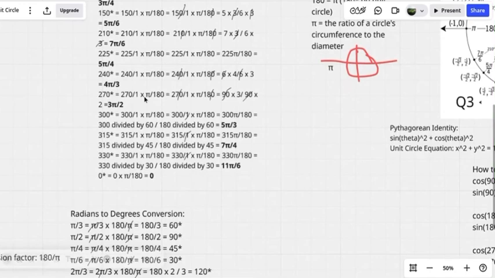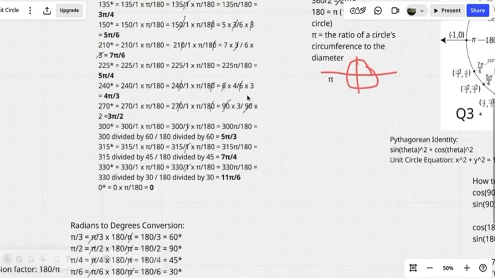270 degrees is equivalent to 3 pi over 2 radians because you do the same thing. In this case, 27. We all know that 90 times 3 is 270. So 270 would be 90 times 3. And then times pi over 180. And then we just do 90 times 2, which is 180. So that's the reason why. And then you just cross cancel the 90s, and you're left with 3 pi over 2 radians.